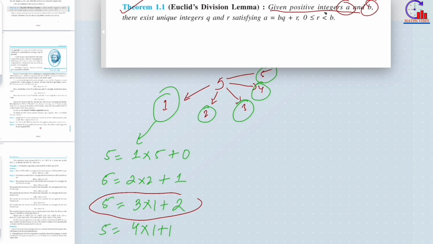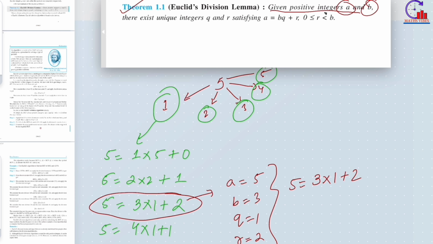Okay, so now here a is equal to 5, b is equal to 3, q is equal to 1, and r is equal to 2. That means I can write 5 is equal to 3 into 1 plus 2.